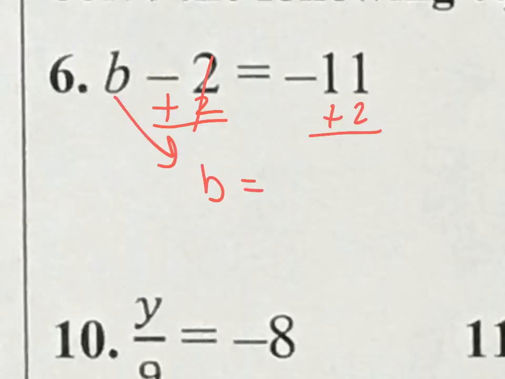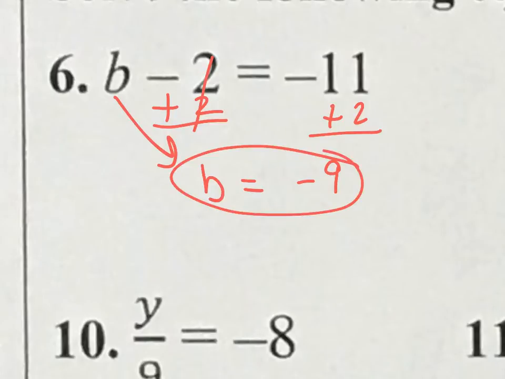And -11 plus 2, you owe $11. You have $2. You're still going to owe. You can't pay them off. You're going to owe 9. There's your answer. B equals 9. If you wanted to, you could plug it back in to double check your answer. -9 plugged in right here. -9 minus 2, that would be -11. You owe $9. You owe $2. You're going to owe $11 altogether.